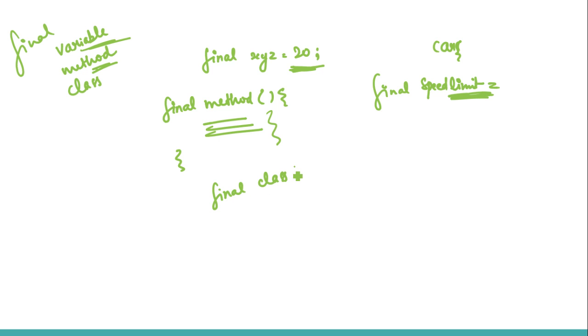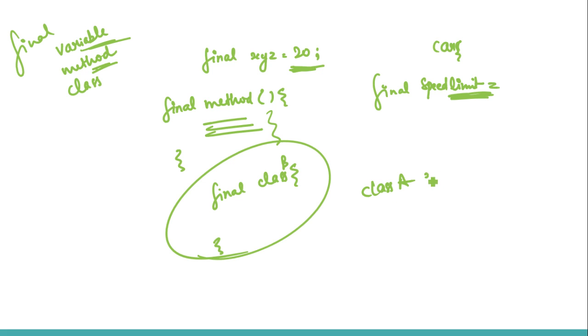So when you say a final class, it means that this class cannot be extended by another class. Let's say this is class B. Now if I try to do class A extends B, this is a wrong statement. You cannot extend a final class. When a class is final, it is there to exist on its own. It cannot be extended by any other class.